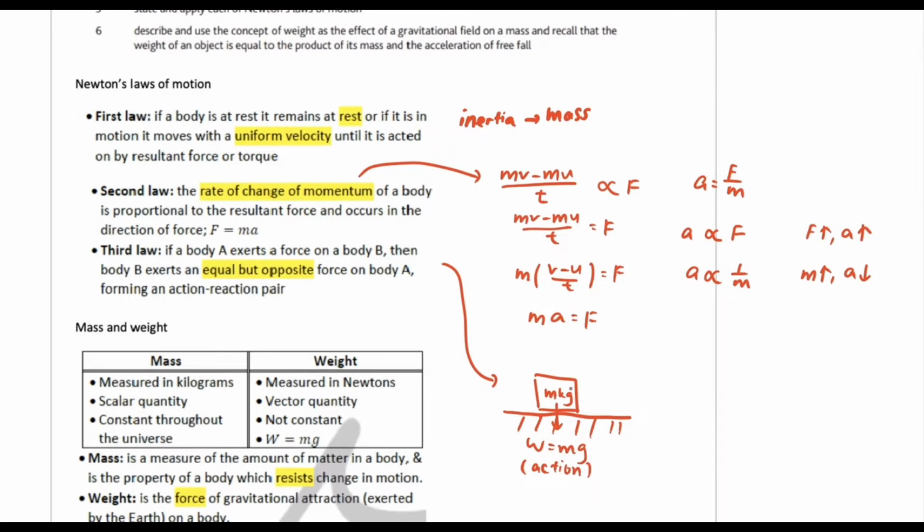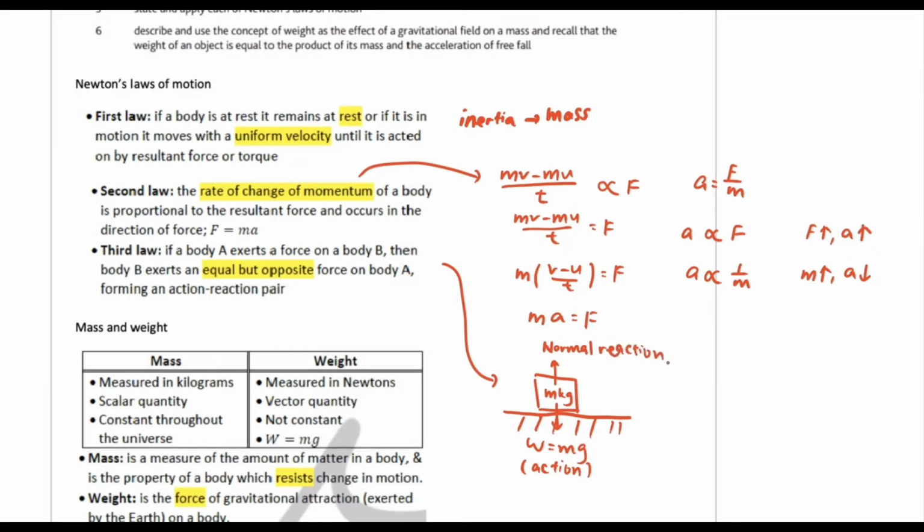But you don't see the mass sink downwards. That is where the ground holds back the object here. So there is a force which holds it. This is called the reaction. We call it the normal reaction.